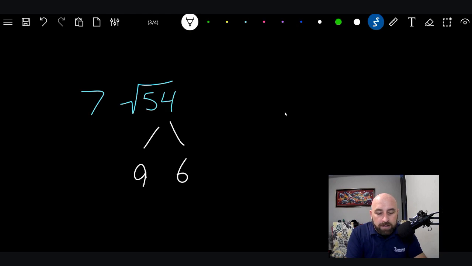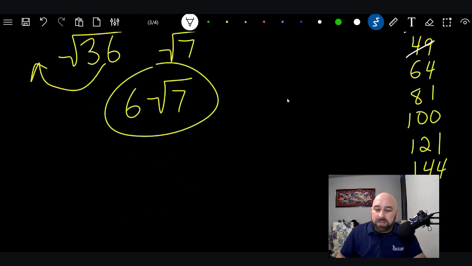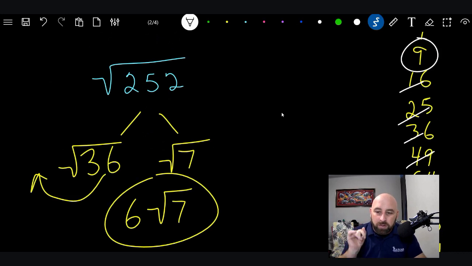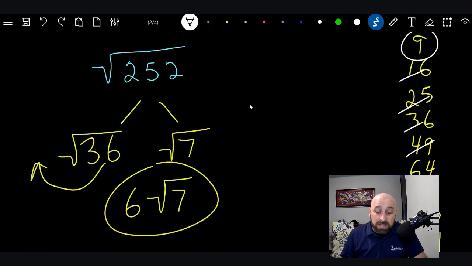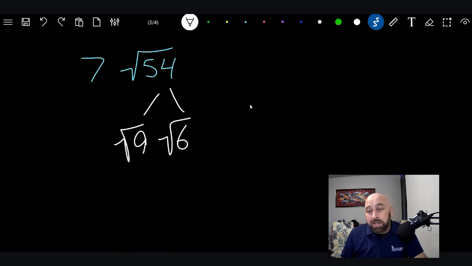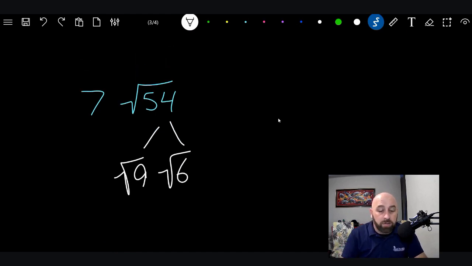So 9 times 6. Now remember, I always start with the bigger one. Don't start with the smaller one because maybe 4 goes into it too. But we don't want the 4 because that means if we get the 4, we might have to continue to simplify it again. So 4 might go into 56, and it does, or 54. It doesn't, but it might. You might get one that it does. But always start with the bigger number. Trust me on that. You're going to want to start with the bigger number.